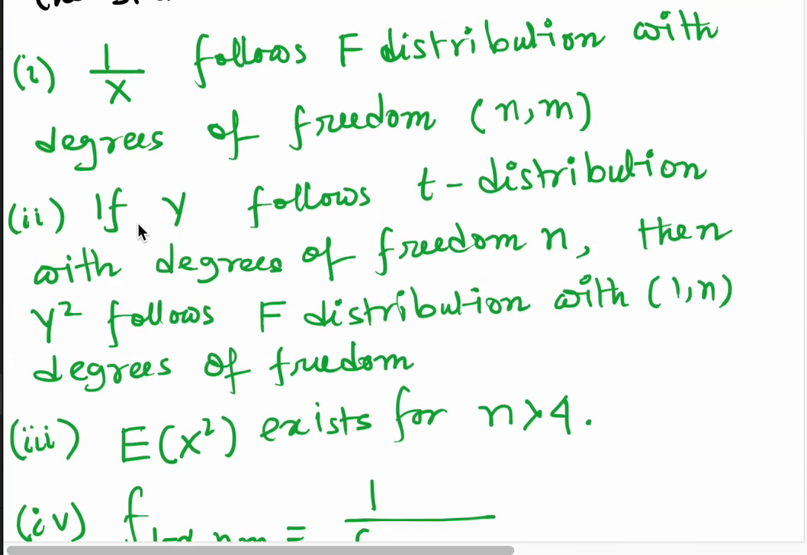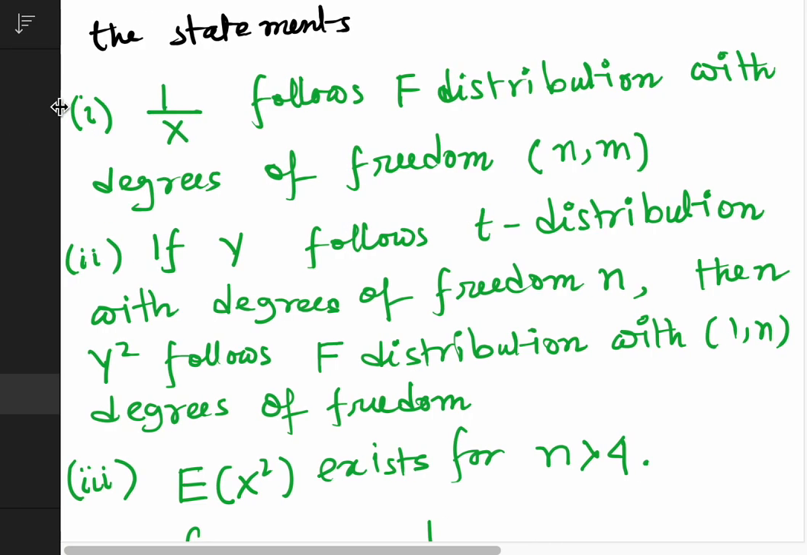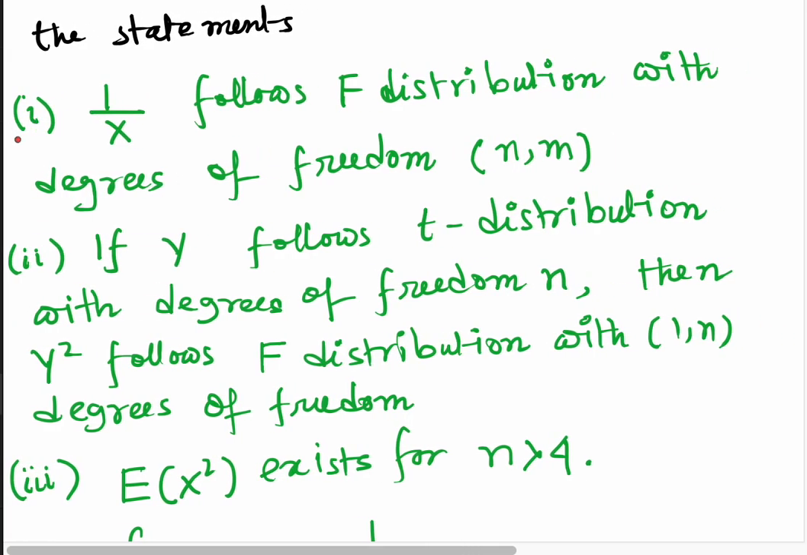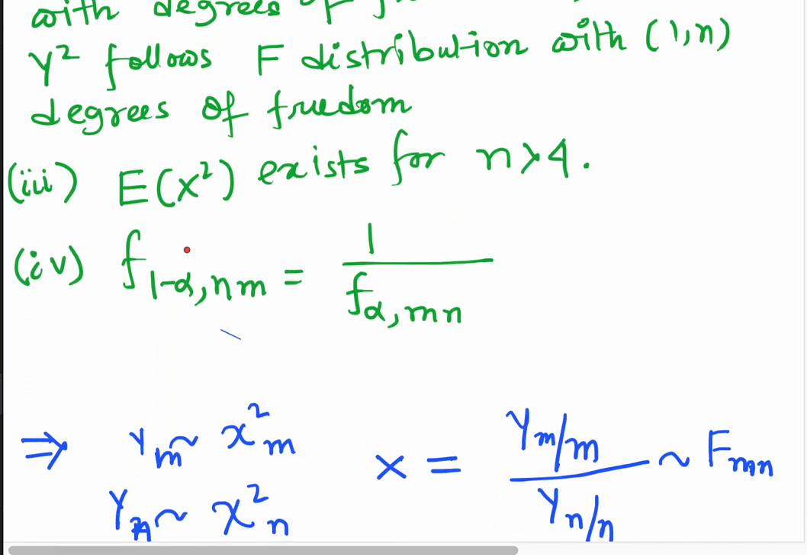So let's check that. The first statement, that 1 by x follows an F distribution with degrees of freedom n, m, indeed it is true. Now let's check the second statement. If y follows a t distribution with degrees of freedom n, then y square follows an F distribution with degrees of freedom 1, n. So let's check it.